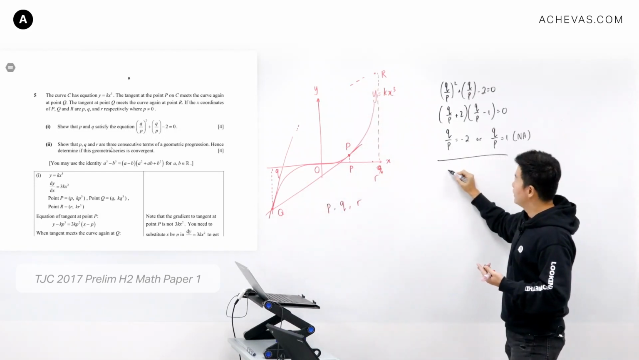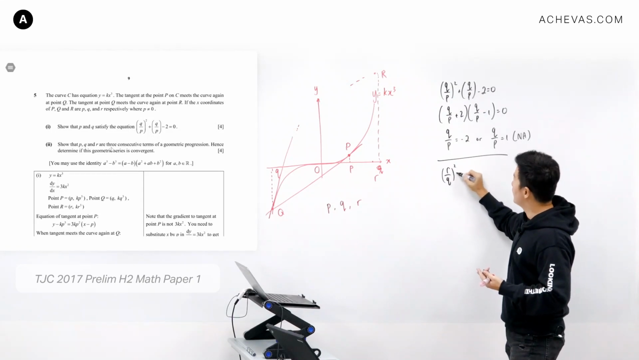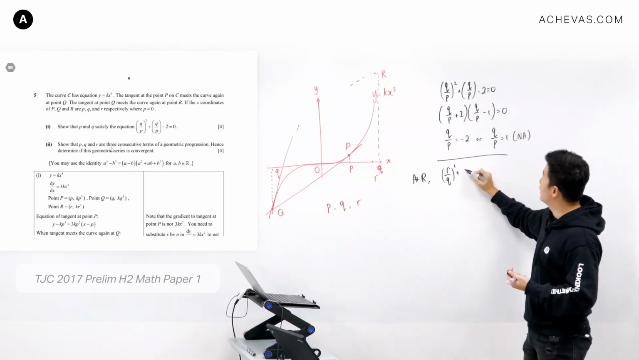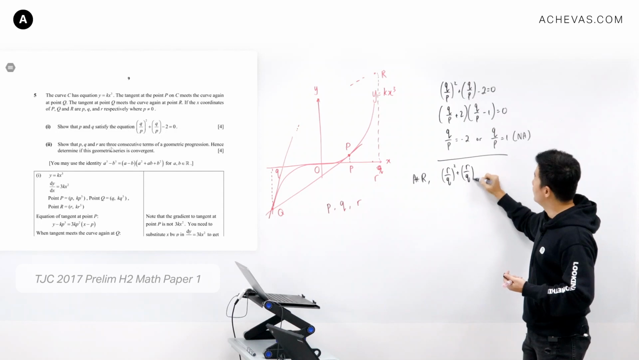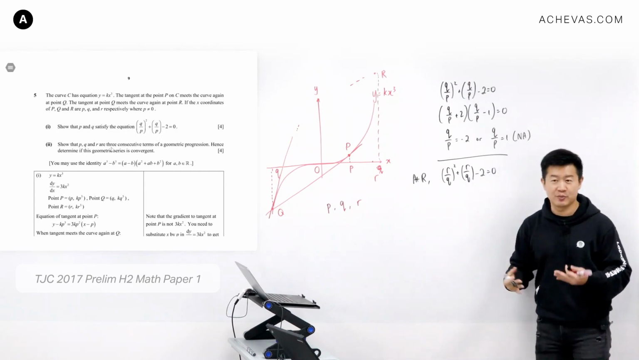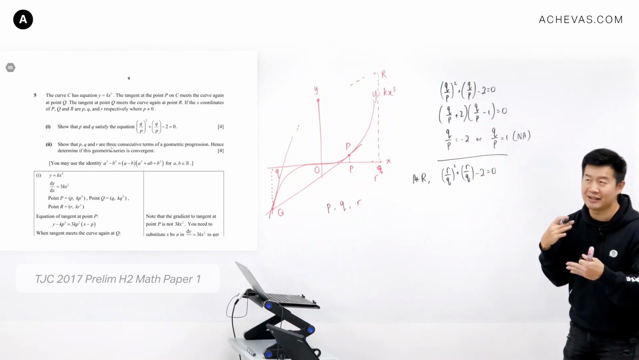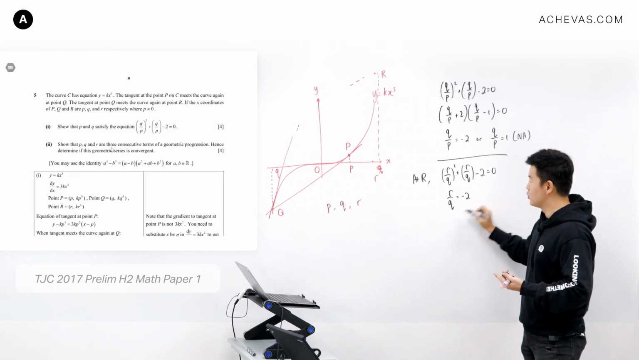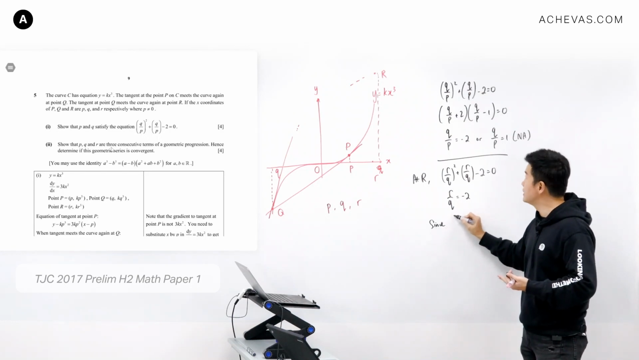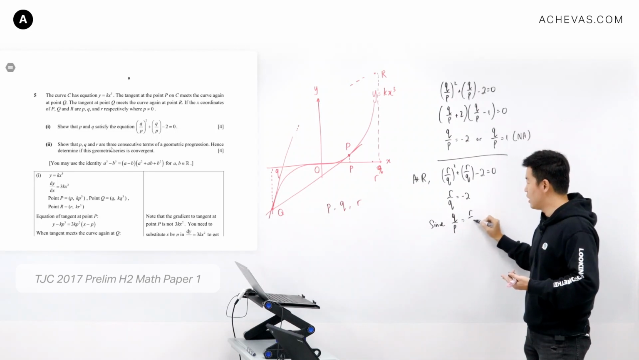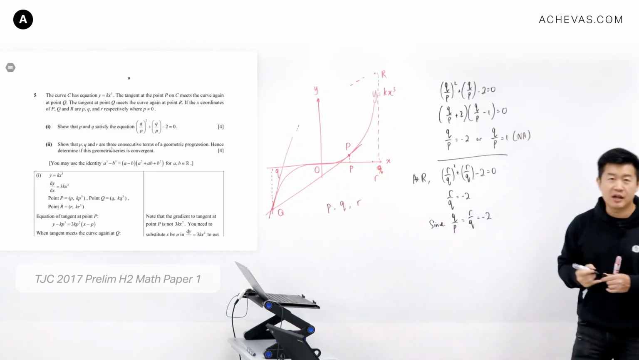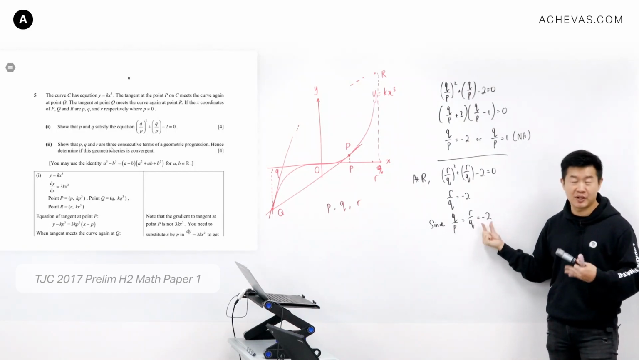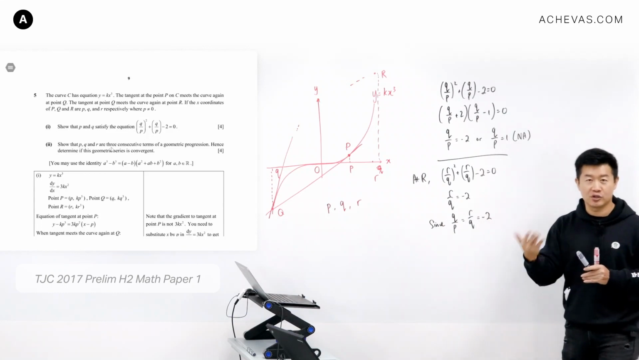So I can deduce that R over Q squared plus R over Q minus 2 will also be equal to 0, because it is going through exactly the same process, which means that R over Q is going to be equal to minus 2. So we can now say that since Q over P is equal to R over Q is equal to minus 2, therefore we are looking at a GP. And since the common ratio is not between minus 1 and 1, this GP is not convergent.